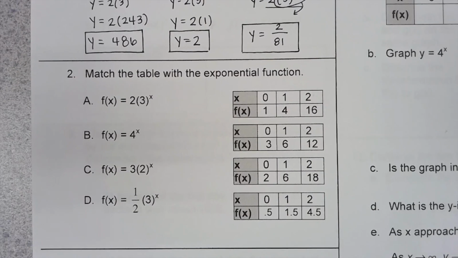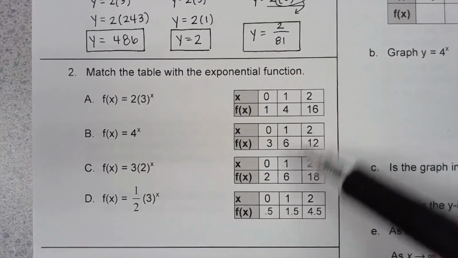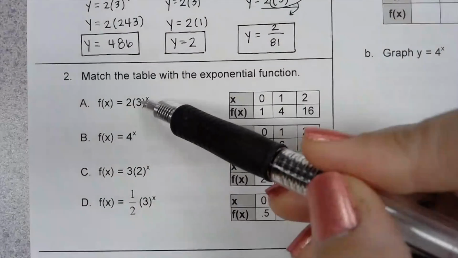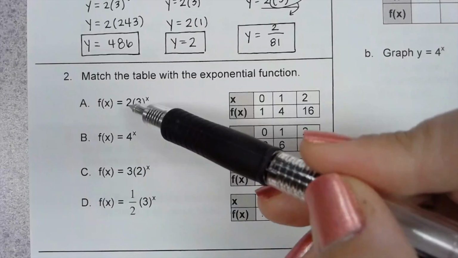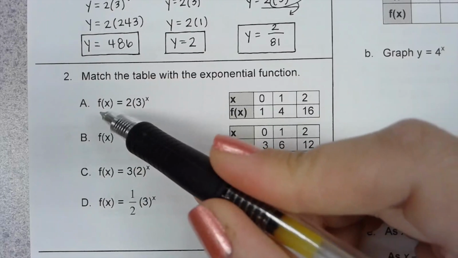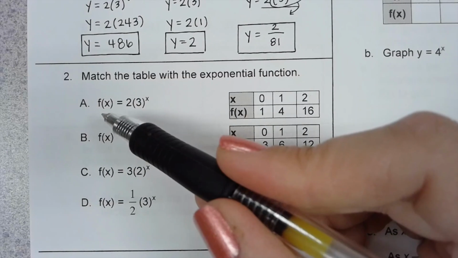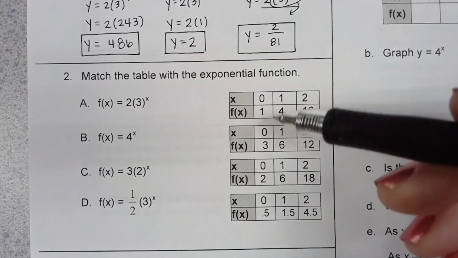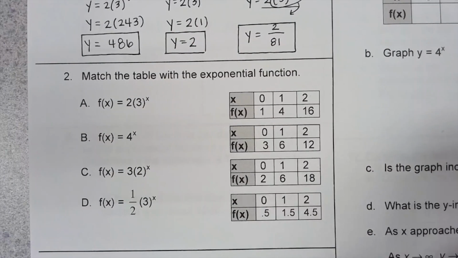On question number 2, we're matching each of the tables that are given with the exponential function. There's a couple different ways that you can go about doing this. Remember that the numbers in the function, when you plug in a number for x, f of x is the number that you get out for the problem. And so you could plug every one of these numbers in and see what numbers you get out for them and match them up that way.